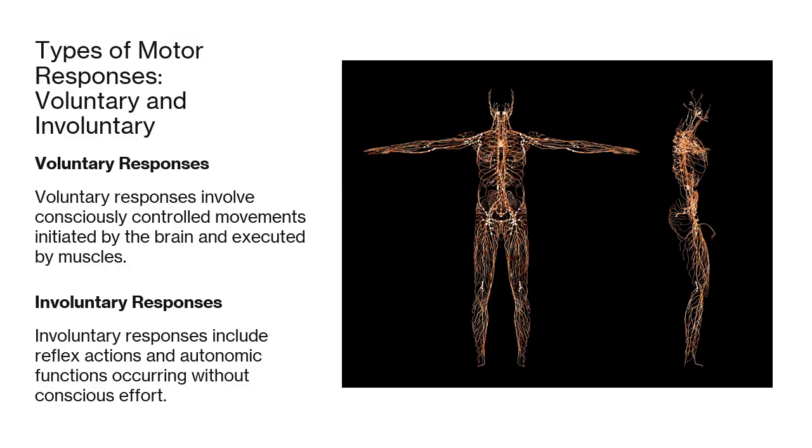So we know that voluntary responses are going to be consciously controlled. Involuntary responses typically involve reflexes, autonomic functions that happen without a conscious effort. So that kind of ties back in when we talked about voluntary and involuntary in the muscles. It's the same basic concept, where we've got a voluntary response that we're controlling, whereas involuntary are things that are basically going to happen without us consciously thinking about that process.